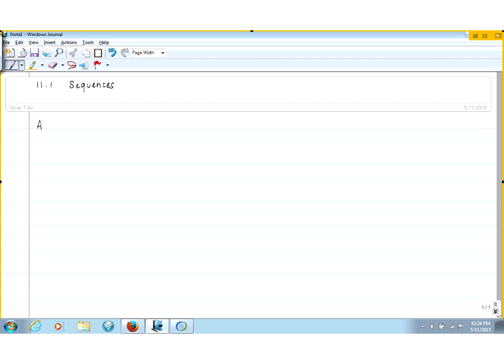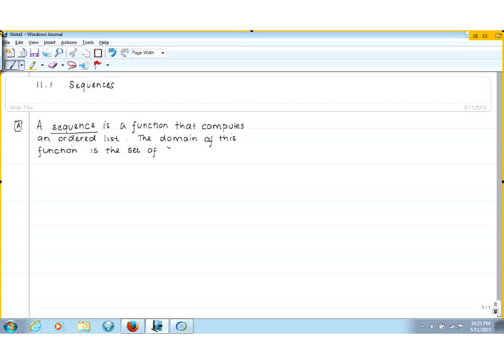What is a sequence? So, let's label this. A sequence is a function that computes an ordered list. Okay, and the domain of this function is the set of all positive integers. So it starts with 1. So 1, 2, 3, 4, 5. Those are the domain.